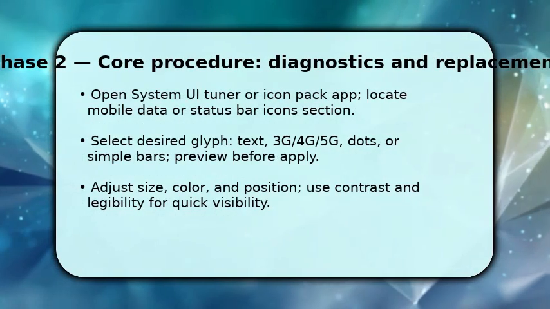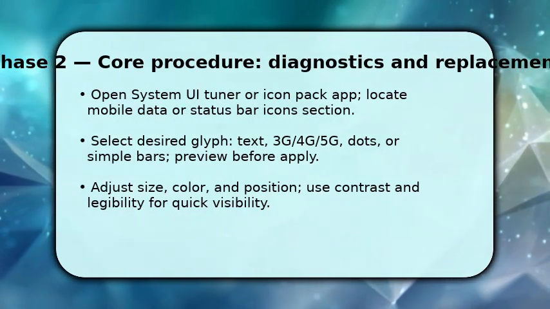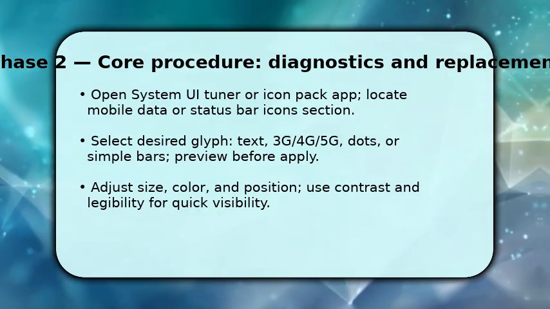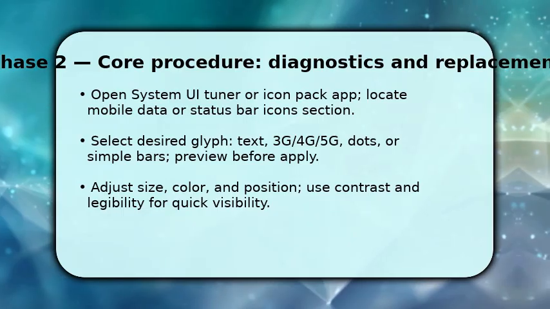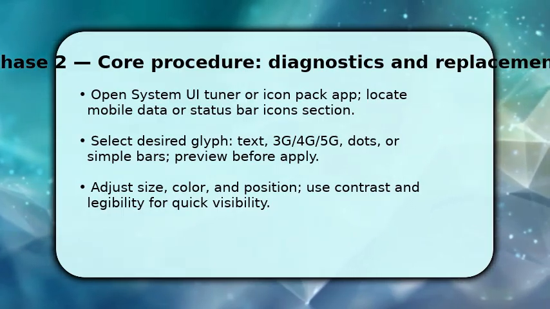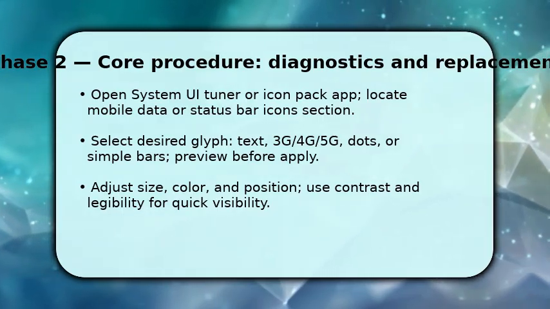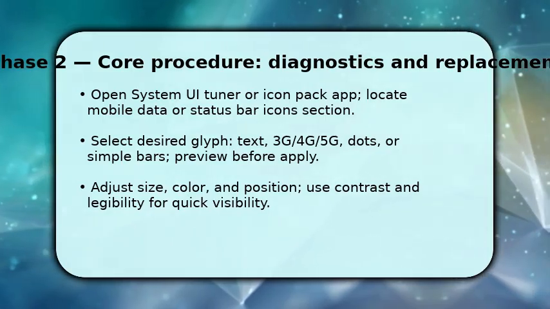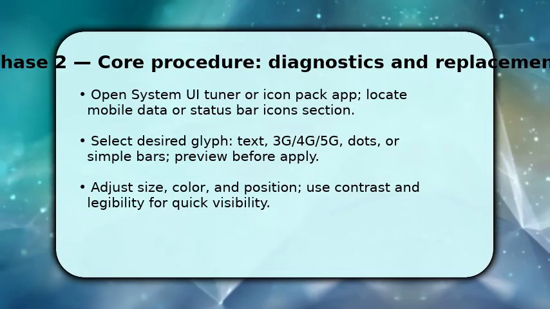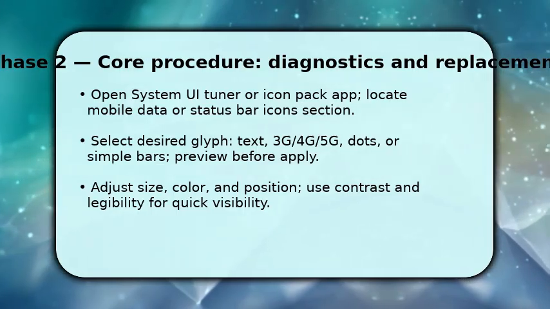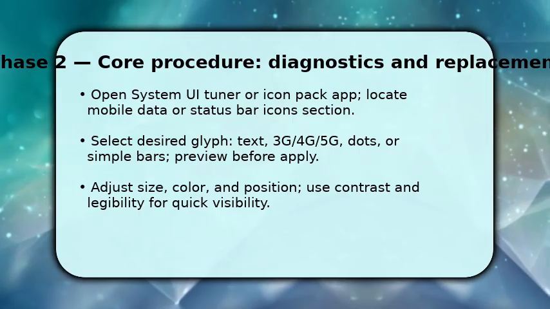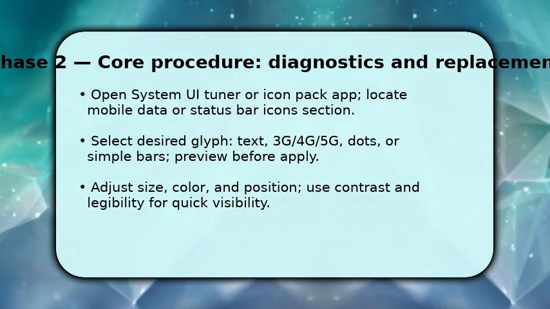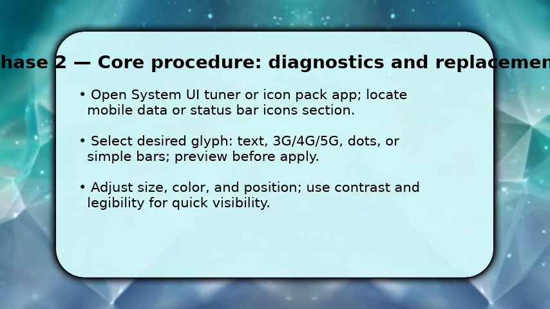You now perform the detailed changes. Open the system UI tuner or the icon pack and go directly to the mobile data or status bar icons section. Once there, choose the glyph you want, text like 4G, numeric 5G dots, or simplified bars, and preview the result to confirm readability. Then adjust size, color, and alignment so it remains visible against different wallpapers. Remember why? Legibility and consistency improve quick status scanning, so fine-tune until it feels natural.